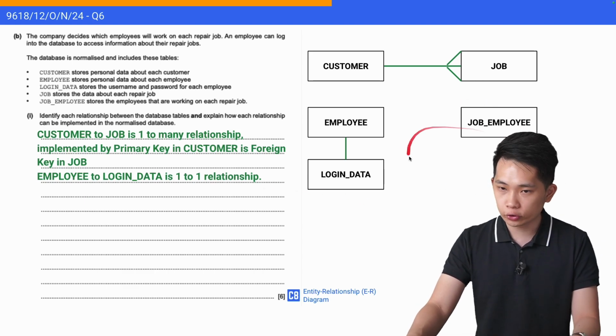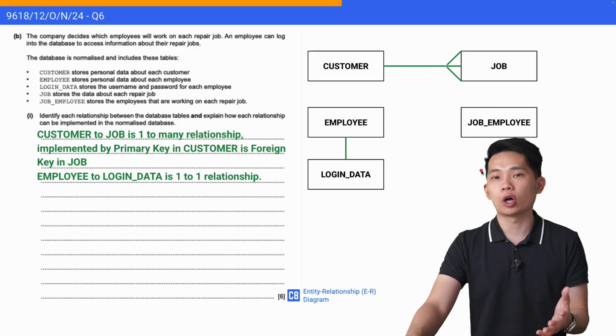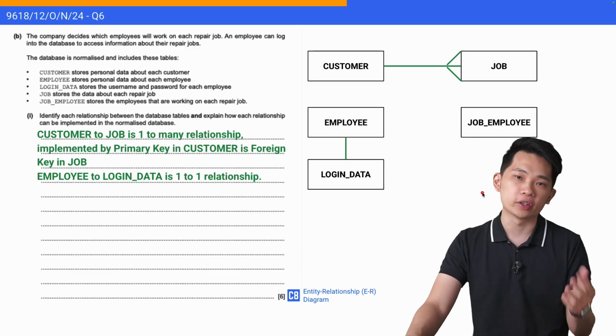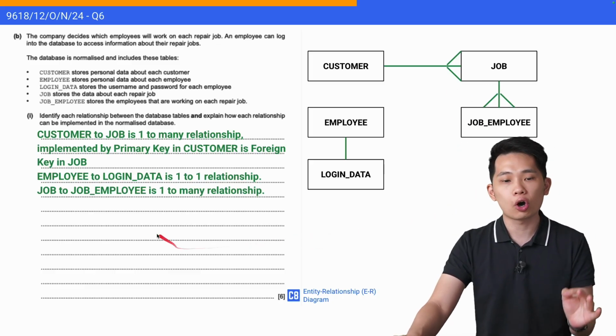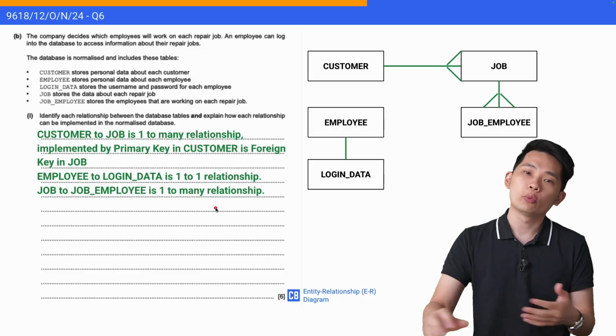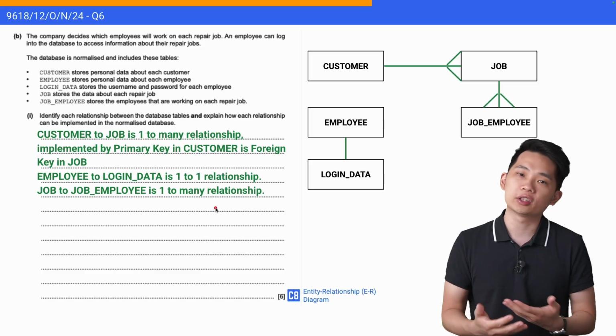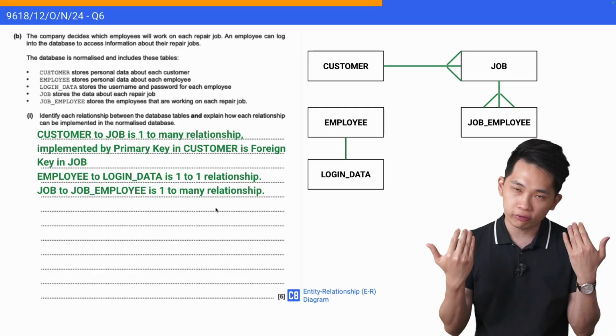Next will be the relationship between job and job employee table here. So each repair job can be taken by different employee. Therefore, it's a one-to-many relationship here. So we just write job to job employee is one-to-many relationship. Of course, we can also add primary key in job is foreign key in job employee table. But let's just skip this point for now and move on to the final relationship.